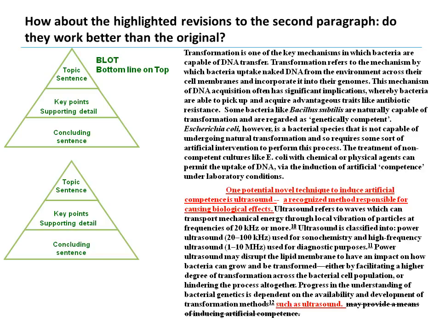How about the highlighted revisions to the second paragraph? Do they work better than the original? Let's read the last sentence of the first paragraph. The treatment of non-competent cultures like E. coli with chemical or physical agents can permit the uptake of DNA via the induction of artificial competence under laboratory conditions. One potential novel technique to induce artificial competence is ultrasound, a recognized method responsible for causing biological effects. And then we see at the bottom, we talk about the development of transformation methods such as ultrasound. We'd argue this works better.